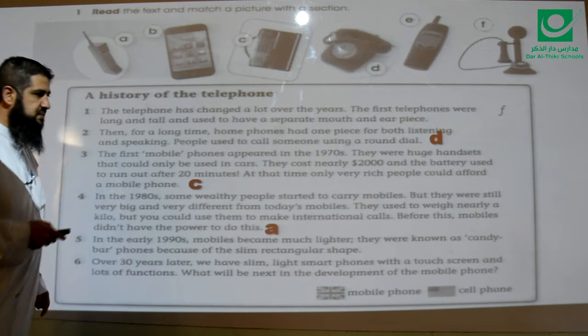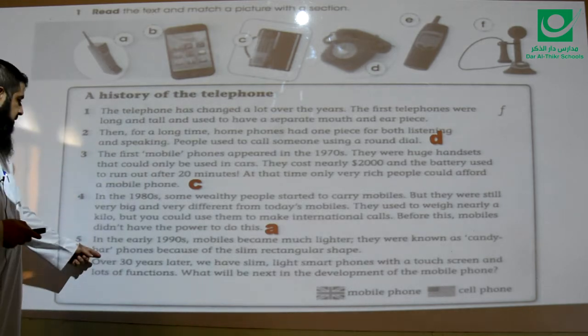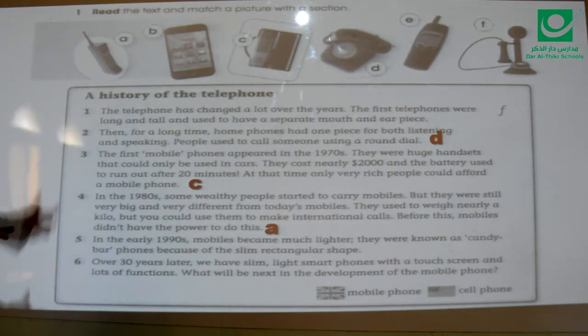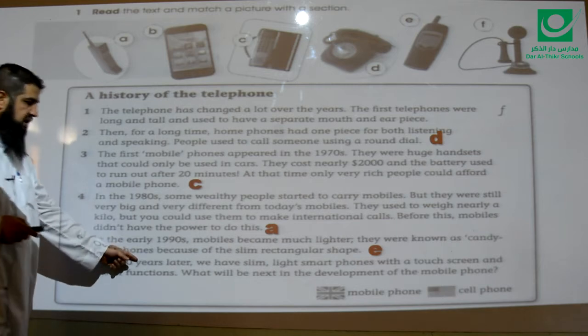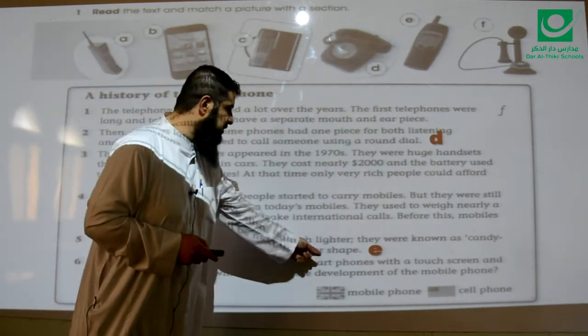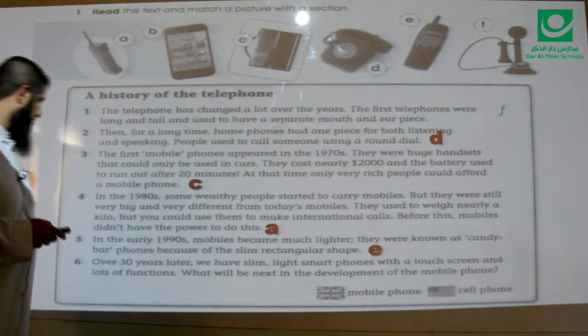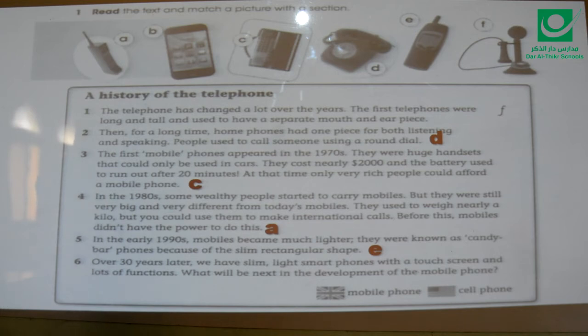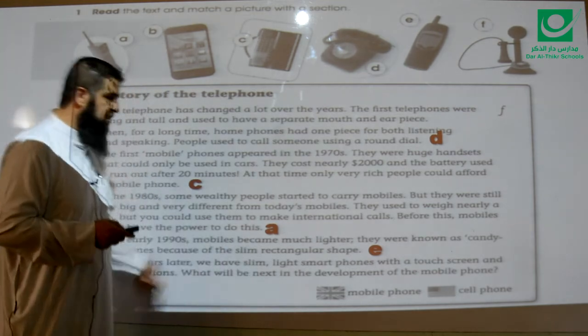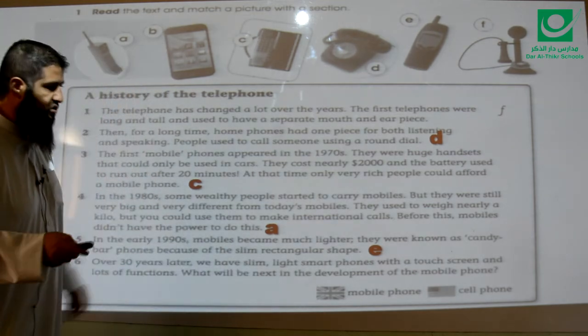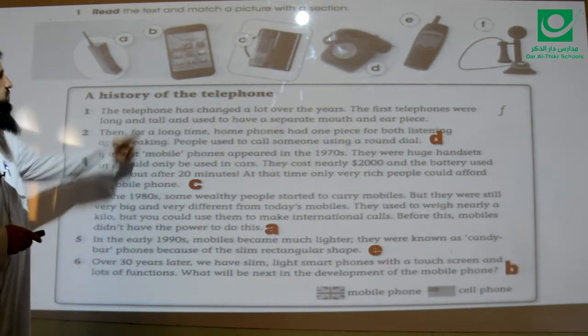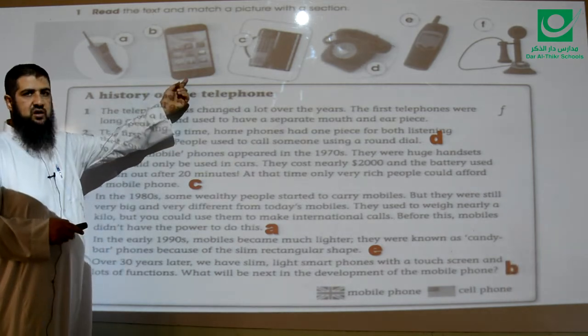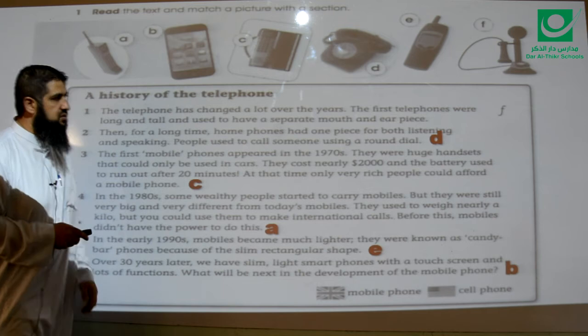Yes, number 5, in the early 1990s, mobiles became much lighter in weight. They were known as candy bar phones because of the slim rectangular shape. It is letter E. And number 6, over 30 years later, we have slim light smartphones with a touch screen and lots of functions. What will be next in the development of the mobile phones? It is letter B. These are the modern mobile phones.